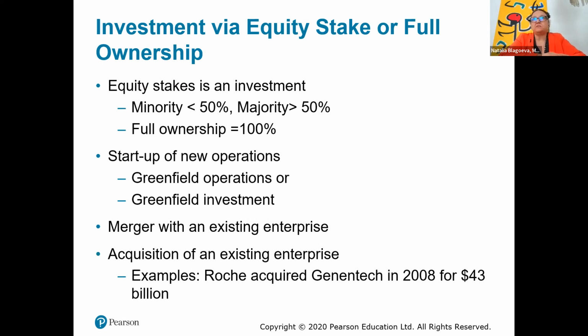The next opportunity is straight investment. And this could be done in several different ways. So we could take an equity stake. This means that we buy part of a company. If our stake is less than 50%, this is considered a minority stake. And if it's more than 50%, it's considered a majority stake. We could also take full ownership, so this would be more like an acquisition, while in the other case, it could be more considered a merger.